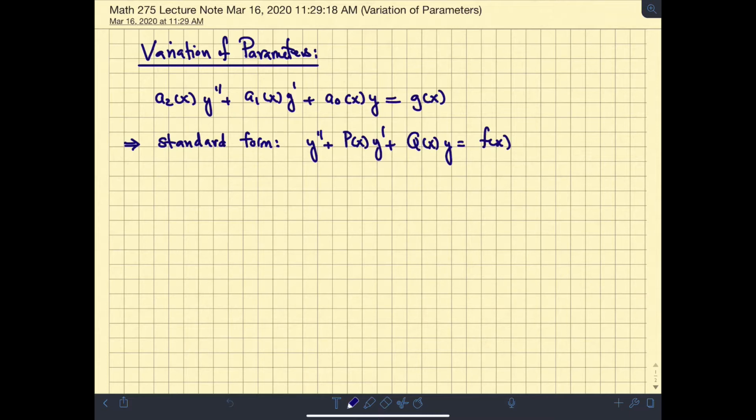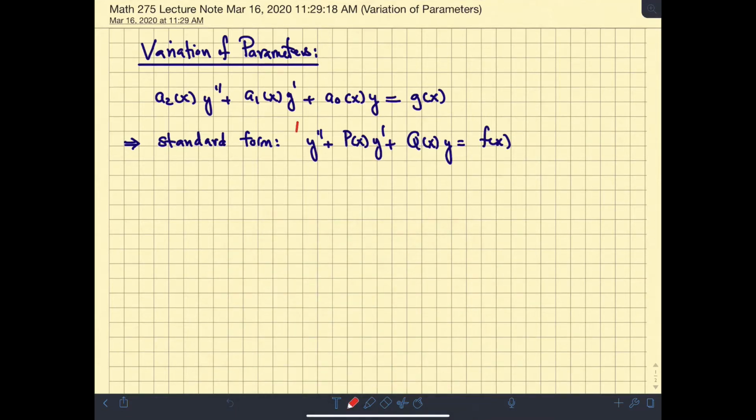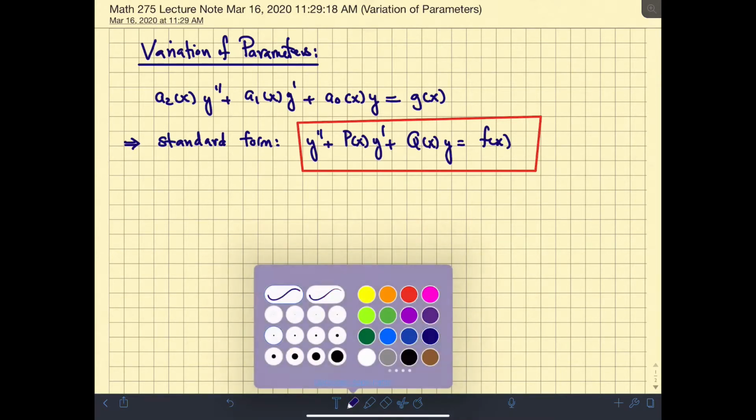Given a second-order general differential equation, as you could see, a sub 2 of x, y double prime, and so on, we write that in standard form by dividing everything by the leading coefficient. And this particular differential equation then becomes what we need to find the solution for. Now, variation of parameters makes the following assumption.